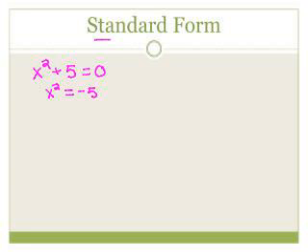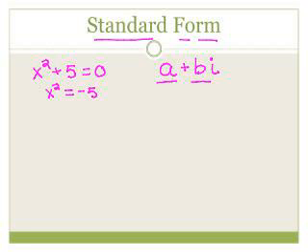And the standard form for a complex number is the form a plus bi, where a is the real part and b is the imaginary part of your number. So for example, in the complex number in standard form, 2 plus 3i, 2 is the real part, 3 is the imaginary part.